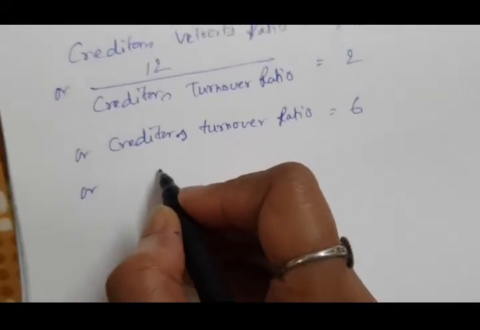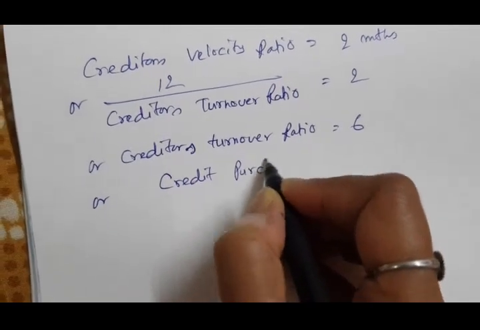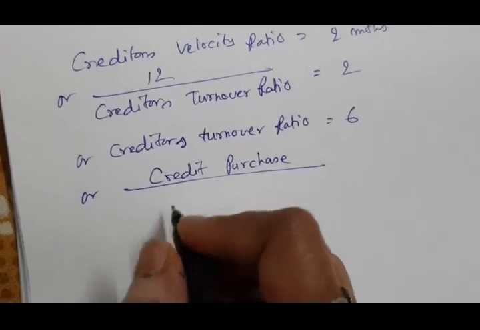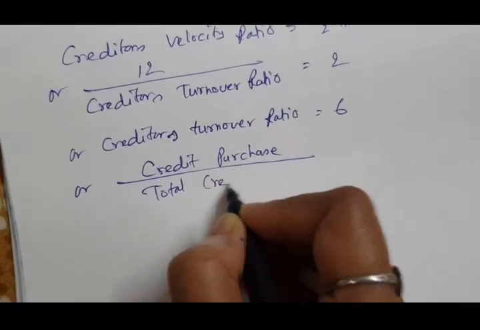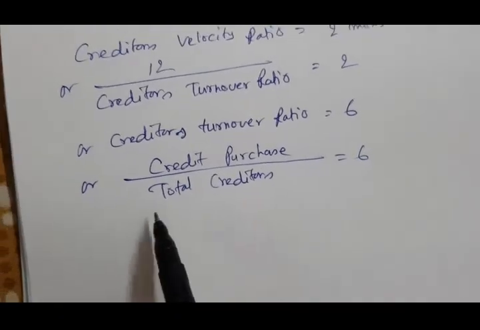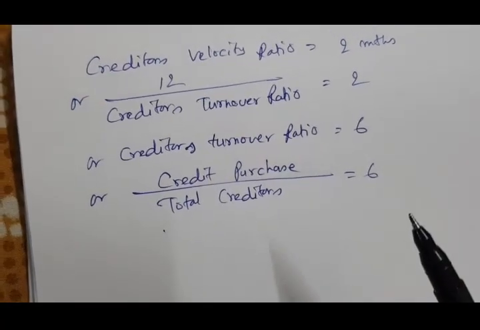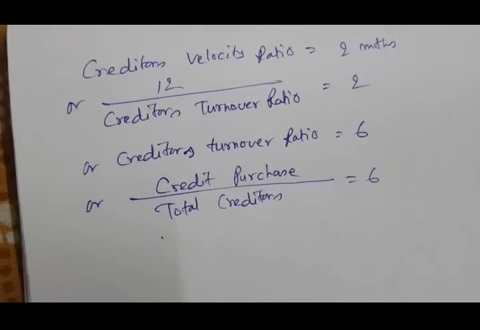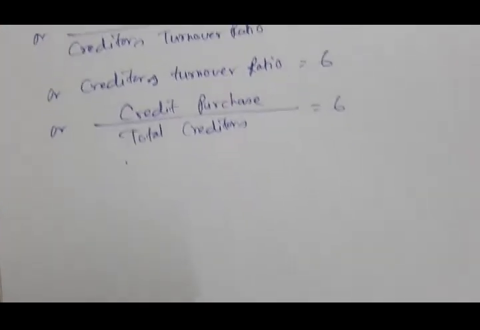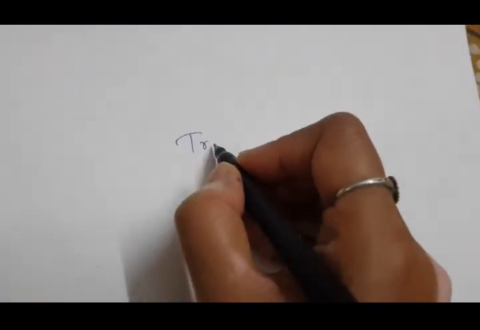What's the formula? Formula is credit purchase to total creditors is equal to 6, because creditor is always related to credit purchase and debtor to credit sales, okay. Now see, total creditor is not known to us, and the credit purchase is also not known to us. In order to find this, we have to do a very important thing, that is we have to prepare a trading account, okay.